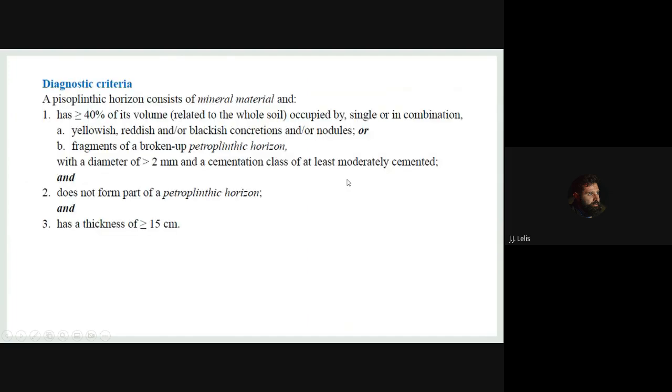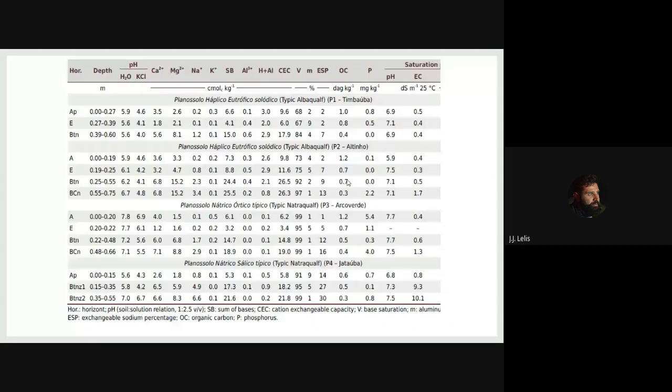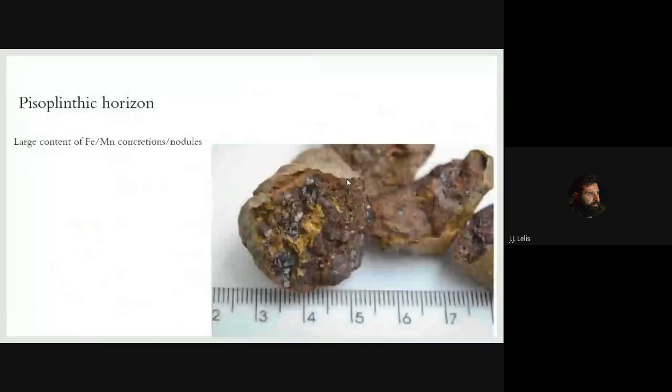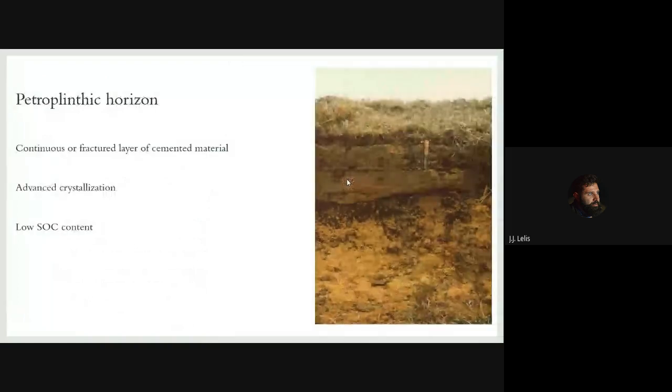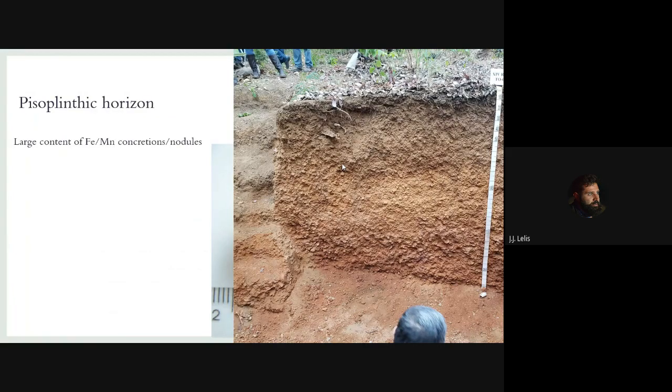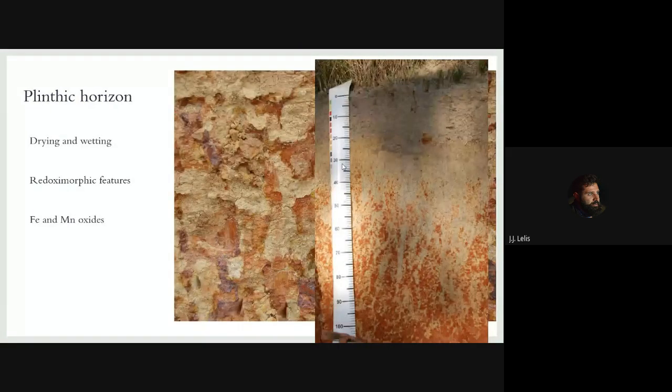So we can see that from the plinthic horizon to the pisoplinthic and petroplinthic horizons, the cementation increases and the porosity decreases. Here in the plinthic horizon, we have a high porosity because this horizon was influenced in the recent past by the water table or tidal water. So we have a lot of reduximorphic and oxymorphic features, but they are not so cemented.